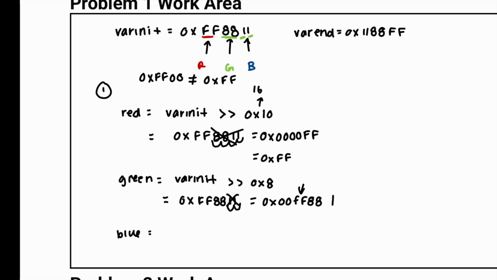with 0x0000FF. We'll do and. So, if you ever do a number and 0, it will basically just zero out that first number. So then this will ultimately become 0x88 because we are zeroing out that FF in the front.